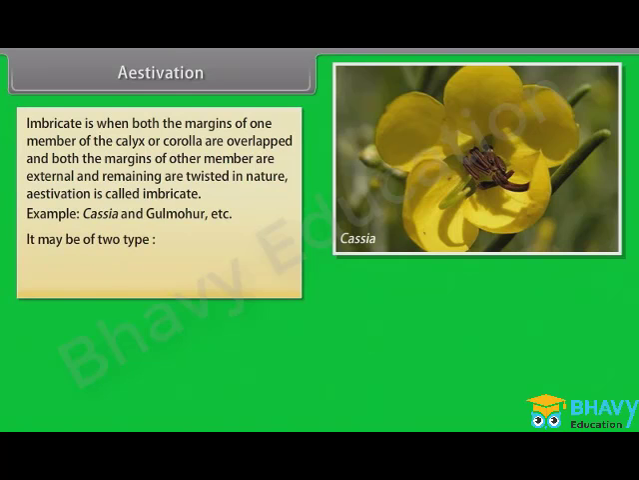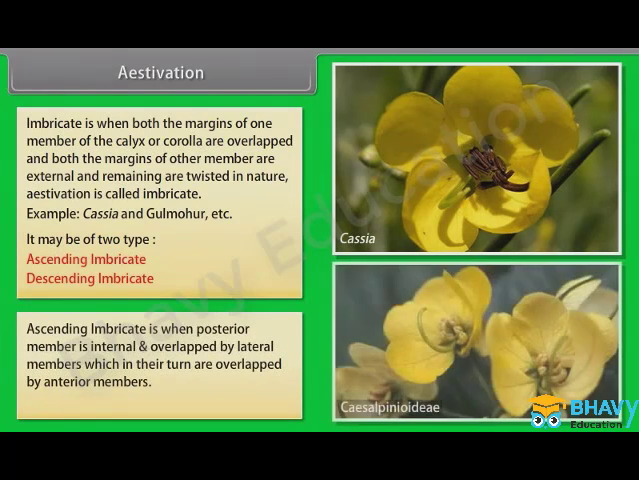It may be of 2 types: ascending imbricate, descending imbricate. Ascending imbricate is when posterior member is internal and overlapped by lateral members, which in their turn are overlapped by anterior members. Example, Caesalpinioideae.